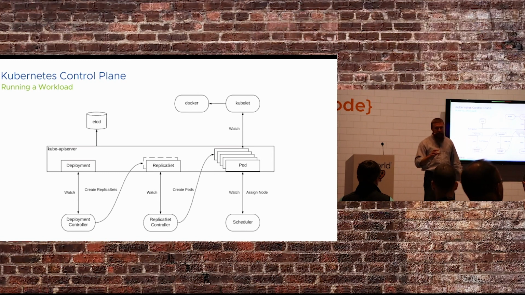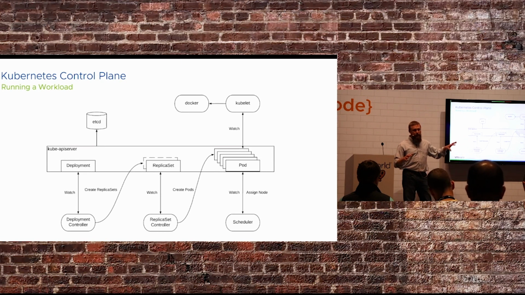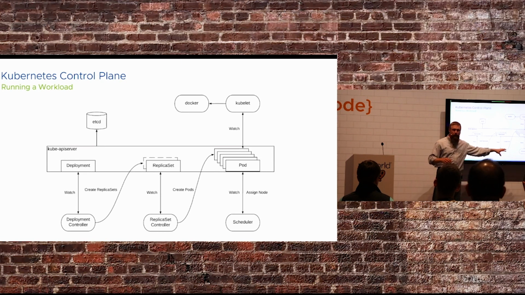So this is why I say Kubernetes is a fantastic example of a distributed application. These controllers know nothing of each other, and their scope is relatively tight.